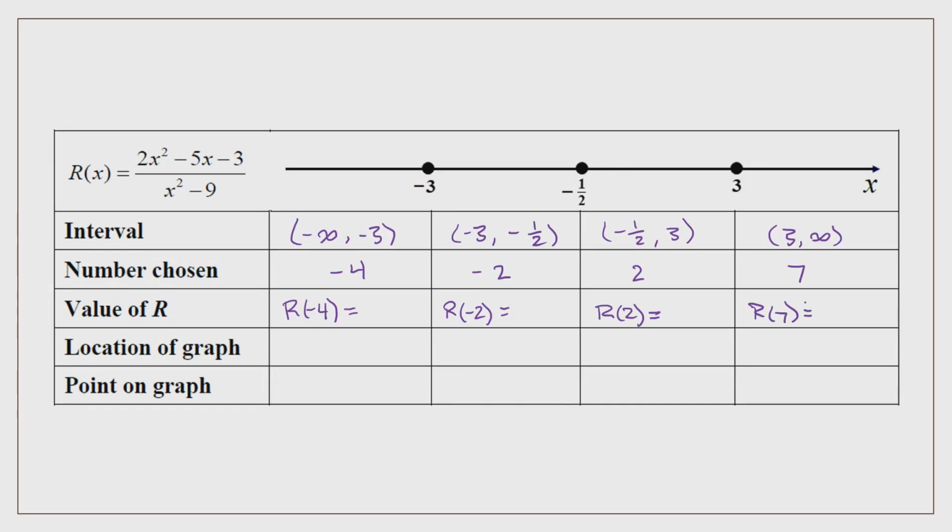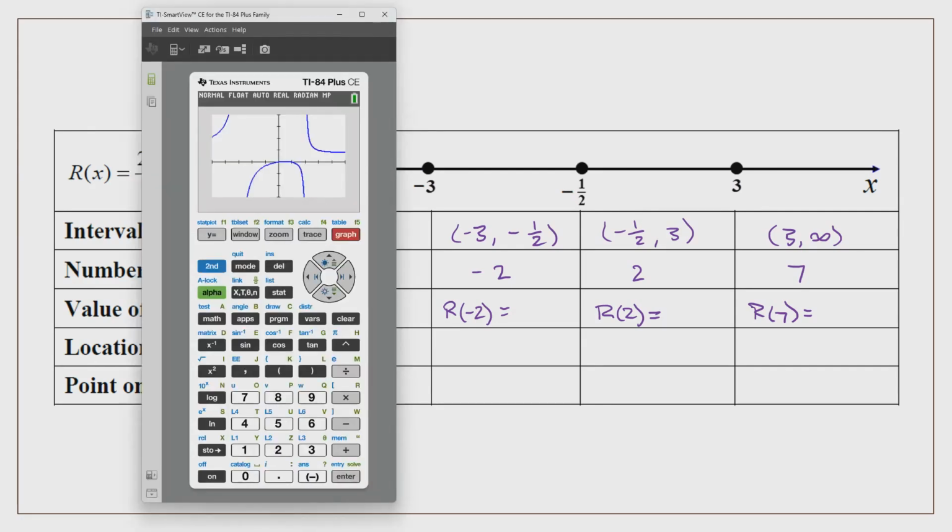Okay. And now I'm going to grab my calculator, go to y equals, and I'm going to enter in my equation. All right, so I have 2x squared minus 5x minus 3 divided by x squared minus 9.